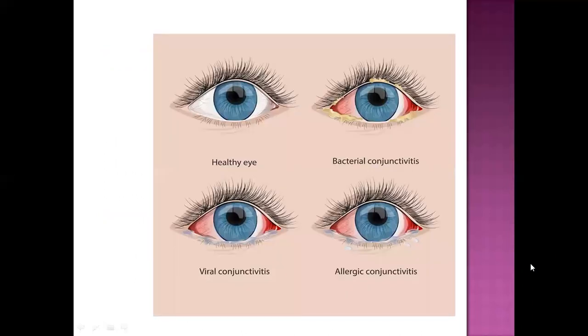There is a comparison between a normal eye and an eye suffering from conjunctivitis. The normal eye looks somehow like this first diagram. The second diagram is of bacterial conjunctivitis. In bacterial conjunctivitis, there is production of discharge. That discharge comes out of the eye through the eyelids. In viral conjunctivitis, there is production of tears, as you can see in the third diagram. And in allergic conjunctivitis also, there is production of tears.